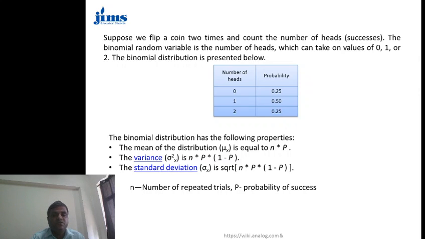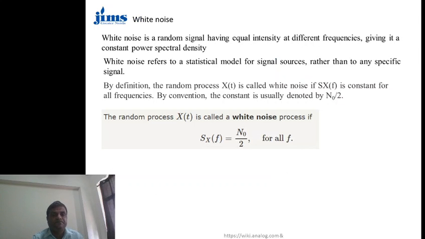The mean of the distribution is equal to n times p, where p is the probability. Variance is equal to n times p times 1 minus p. Standard deviation is the square root of this variance, that is the square root of n times p times 1 minus p, where n is the number of trials and p is the probability of success.